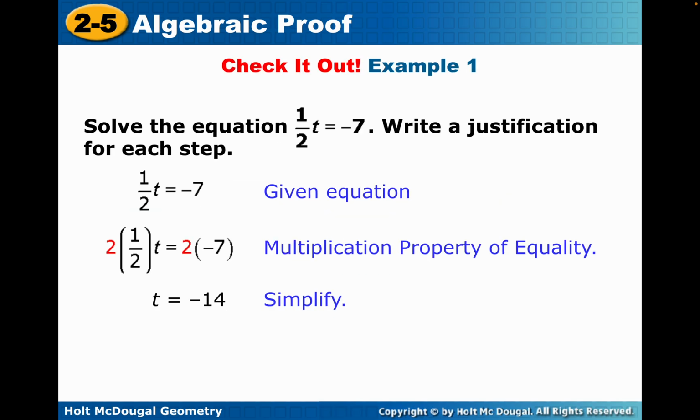This one already shows you. But if you had an example where it was negative half of t equals negative 7, what would our first statement be? What do we put as the first statement every time? Yeah, what's given. So I would write negative half t equals negative 7, and our reason is going to be given. Now, in order to get rid of the half, we have to multiply both sides by 2. That's what we normally do. And then what property did I just use?